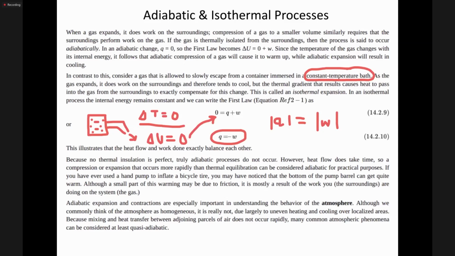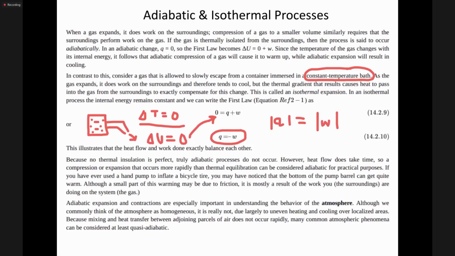Although a very small part, you can argue that this warming up may be due to friction, because of friction some amount of warming can take place. But mostly it will be the result of work that the surroundings are doing on the system, because you are pushing gas into the tire or the tube of the bicycle. So that's why it is a kind of adiabatic compression.